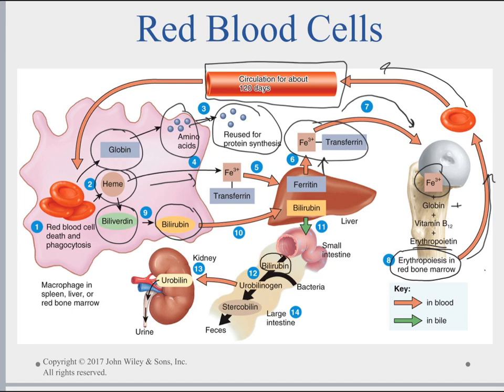So bilirubin with this bacteria digestion, so our bacteria that's in our gut is going to break down that bilirubin into urobilinogen. Now the urobilinogen is going to go two ways. It's going to get broken down even further to stercobilin and then eliminated in our feces, and some of it's going to go to the kidneys, and it's going to get broken down even further into urobilin and then get excreted in our urinary system, in our urine.